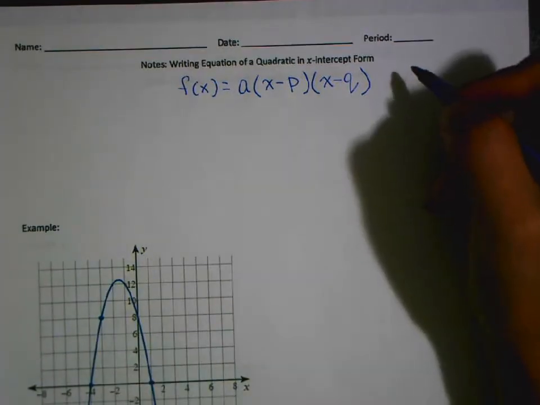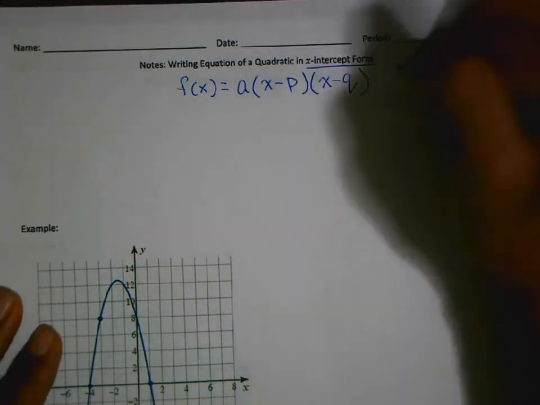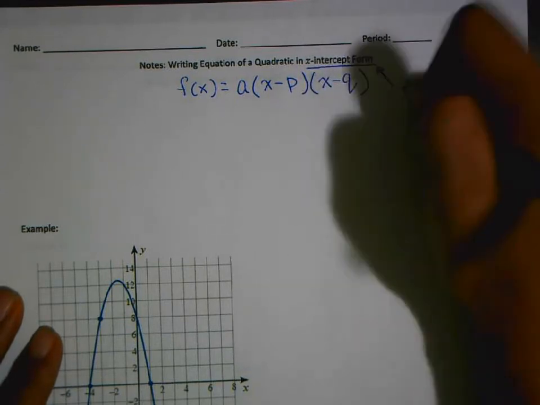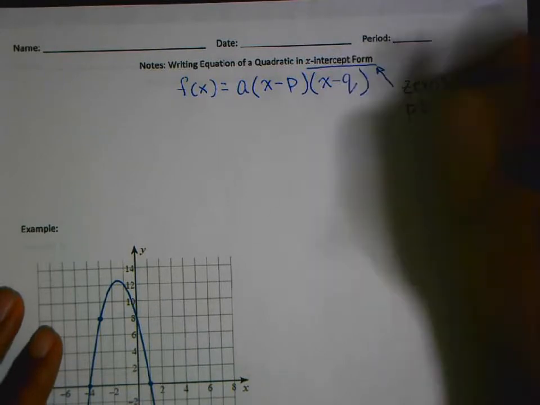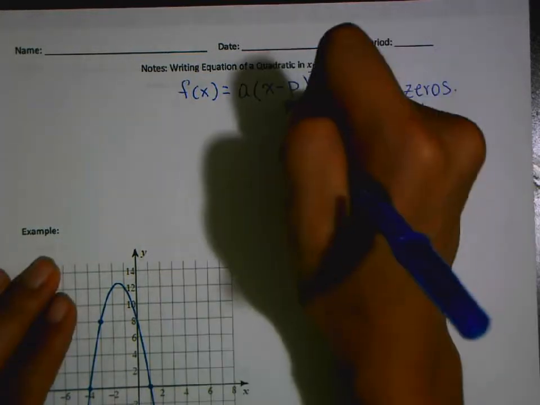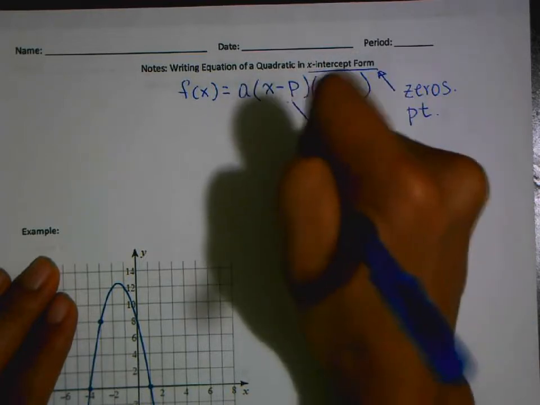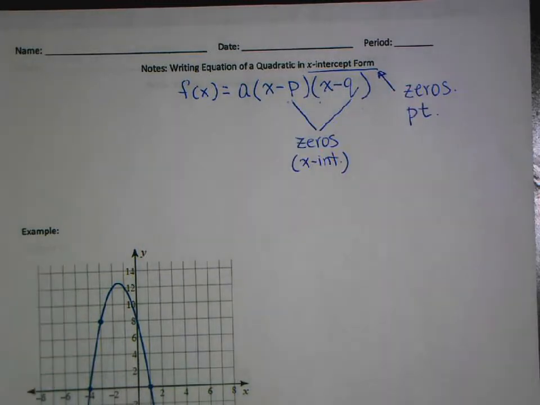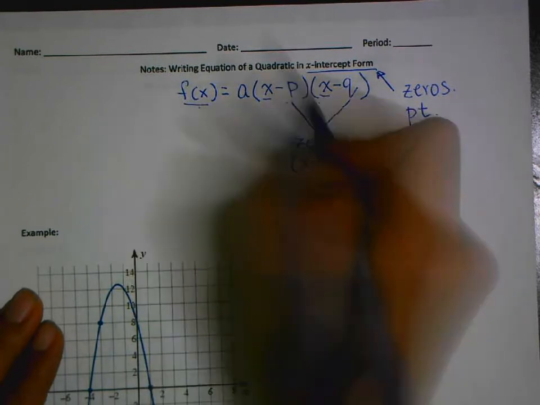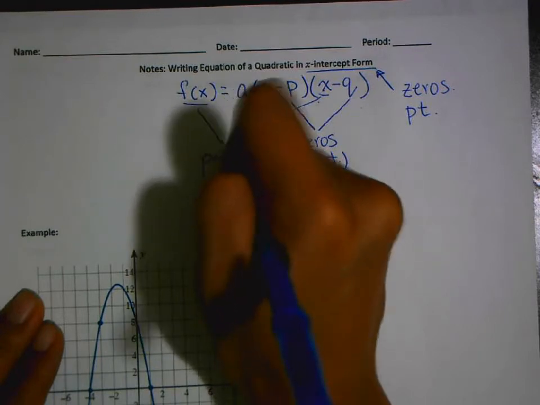In order to be able to write it in this form, I need to make sure that I have two things. I need my zeros, or my x-intercepts, and I need a point. That's where my x and my y in the equation come from. So this is a quick reminder: my p and my q are my zeros, which are also called my x-intercepts. My x and my y come from a point on the graph.